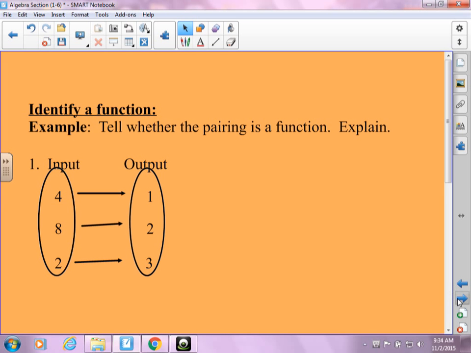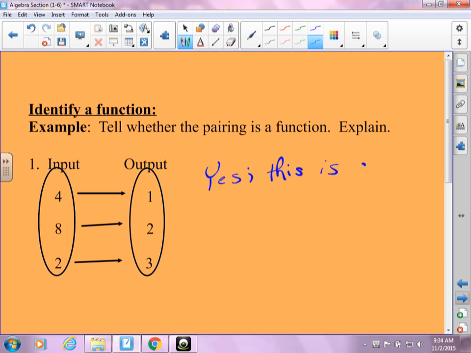All right. It says identify a function. So we're going to tell whether the pairing is a function and we're going to explain, right? So I'm going to tell you first of all that yes, this is a function. And you can go, well, Mrs. Nick, how do you know it's a function? Well, I'll tell you in a little bit. Okay, so just hang on. I'm just going to say it's a function. Then you go, well, what is a function? A function is just a special kind of equation. Okay? Not every equation or every relationship is a function. It's a special type of relationship.